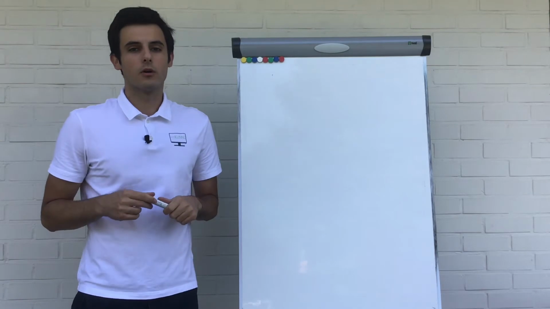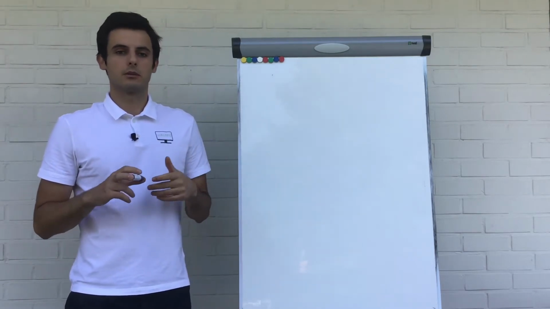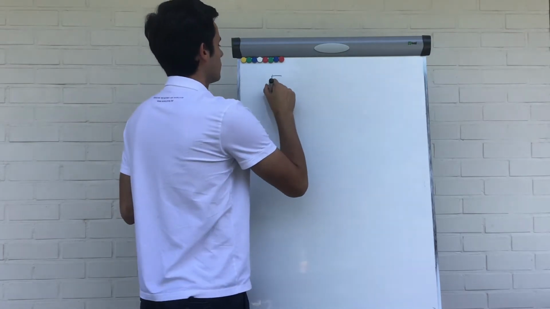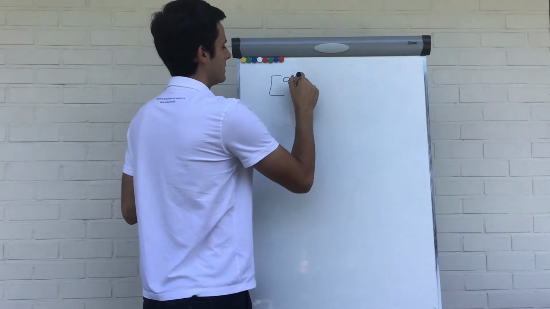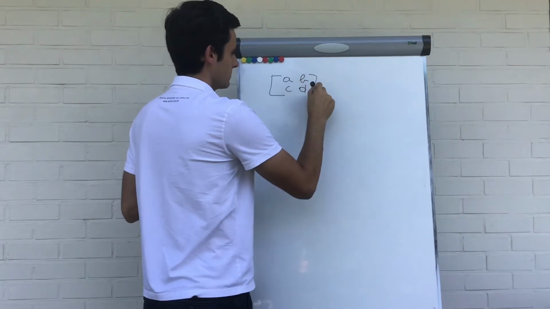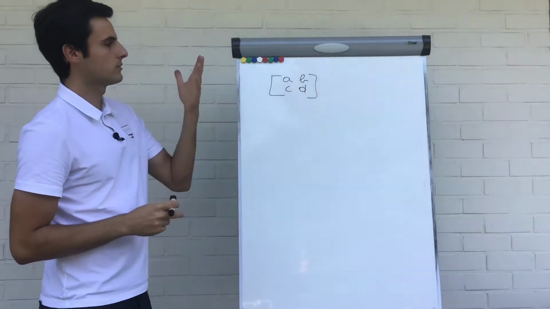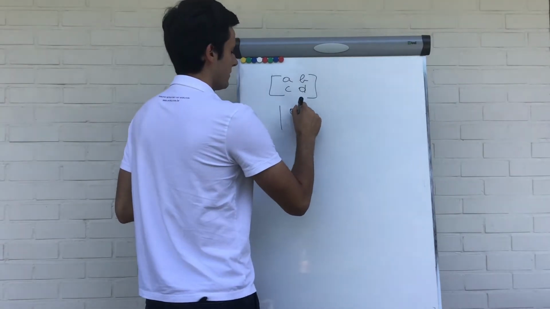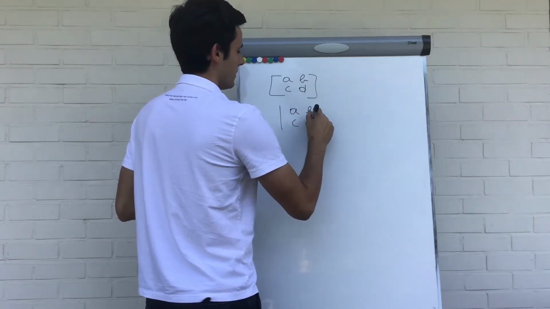In this video we're going to talk about the determinant of a matrix. Let's start with a 2x2 matrix. Suppose we have A, B, C, D. Now we're trying to calculate the determinant of this matrix. So if you want to calculate the determinant, you use this notation.